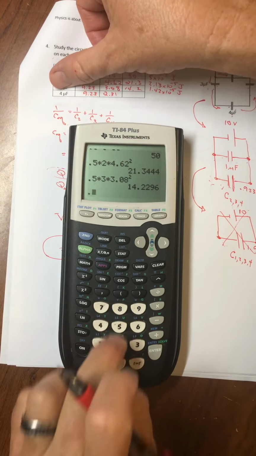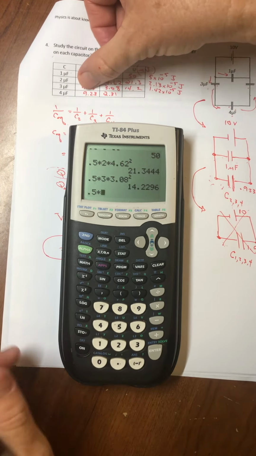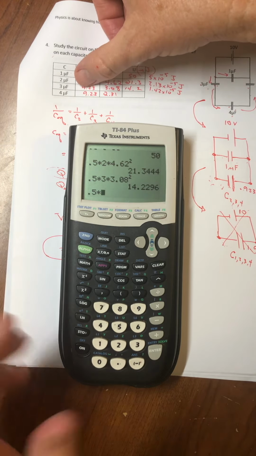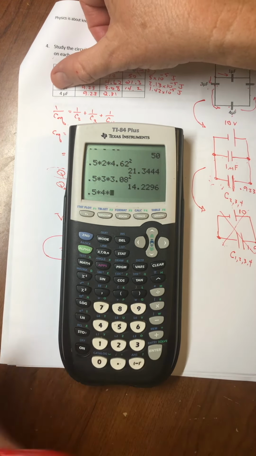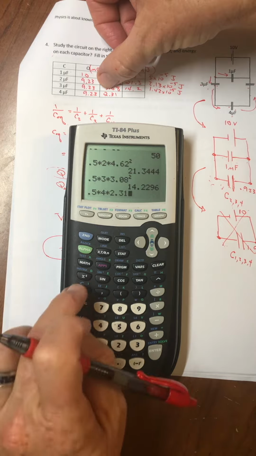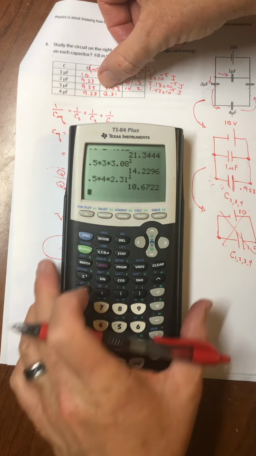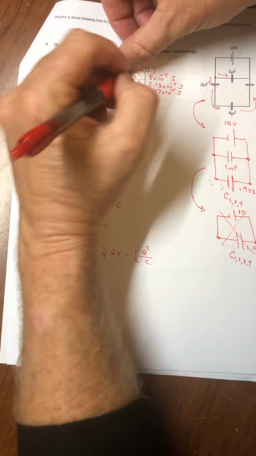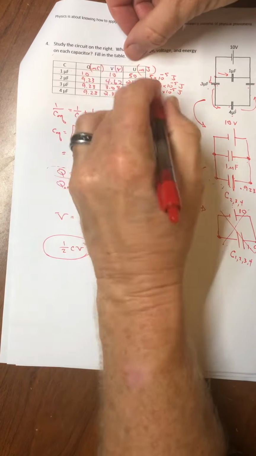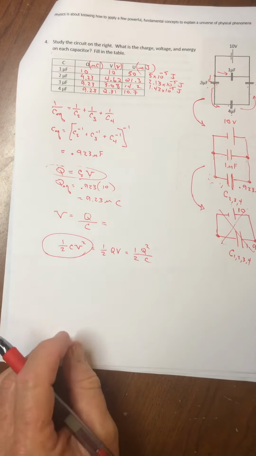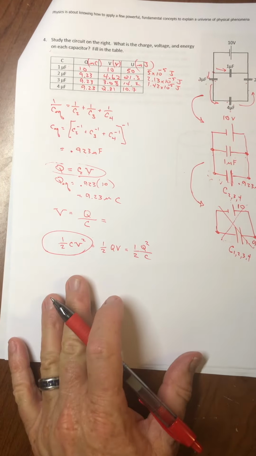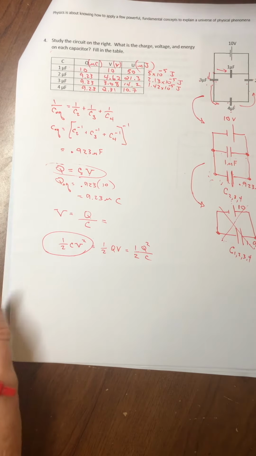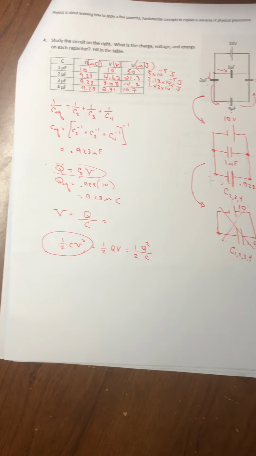And one last time, 0.5 times the capacitance, 5, times the voltage, 2.31 squared, coming out to be about a 10.7. And so 10.7 microjoules. All right. And so that one hopefully went well for you.